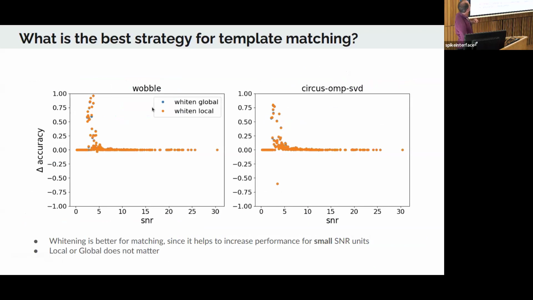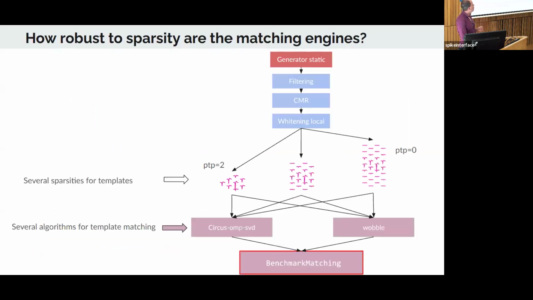So those two methods will benefit from whitening the data. Again, this is to handle this. It's a bit technical, but at the end of the day, all the steps will count and matter: how robust those two matching steps are to sparsity. Again, we can test everything now quickly with this pipeline.